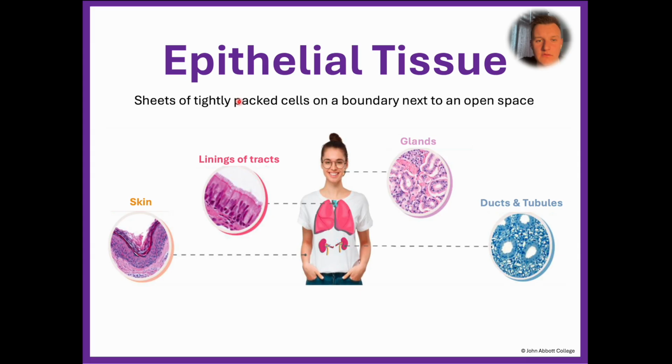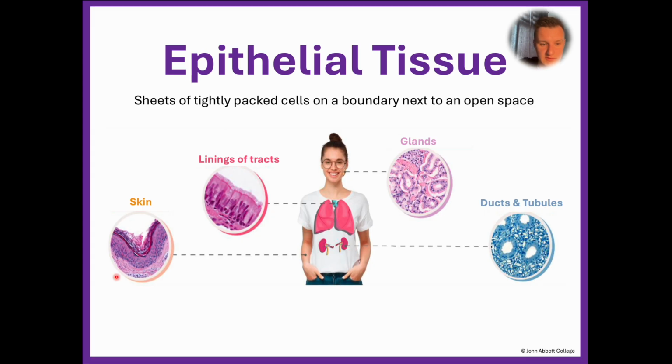All right, so over here, we're going to start with epithelial tissue. The main thing that you want to know for epithelial tissue is that these are sheets of tightly packed cells that are on one end lining a boundary, and on the other, there's an open space. So we often talk about them covering and lining things.